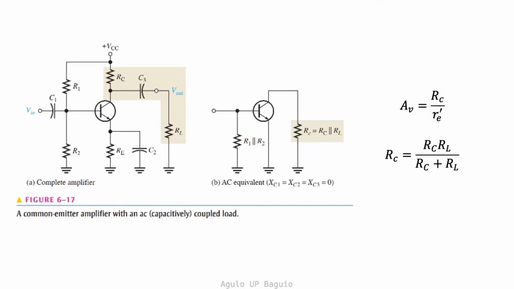We can now see that the voltage gain is reduced since the equivalent resistance Rc with a small c is less than the DC collector resistance. However, if we choose a load resistance much larger than the collector resistance, the equivalent resistance Rc is approximately equal to the DC collector resistance, and the load will have very little effect on the gain.